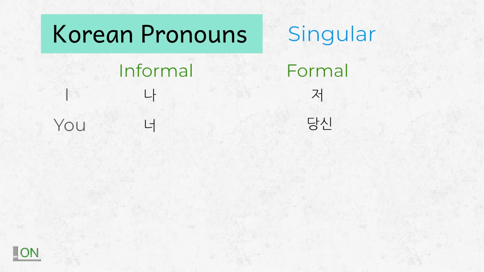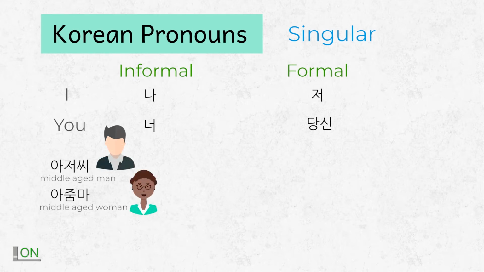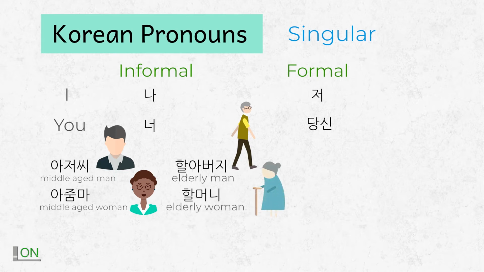So you can use the following words. If you want to call a middle-aged man, you can say 아저씨; 아줌마, middle-aged woman; 할아버지, elderly man. You can also use this word to mean grandfather. 할머니, elderly woman. It also means granny. Imagine you are in a restaurant and you want to call the waiter. In this case, you will say something like 저기요, 여기요. It means over there, over here.